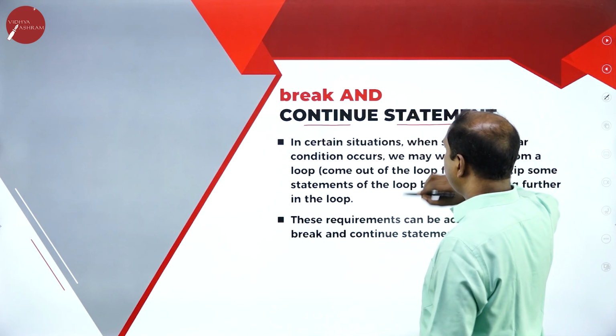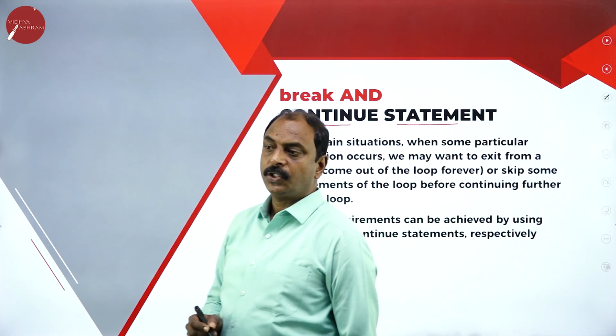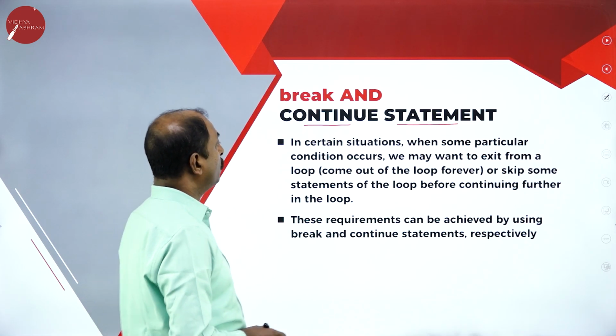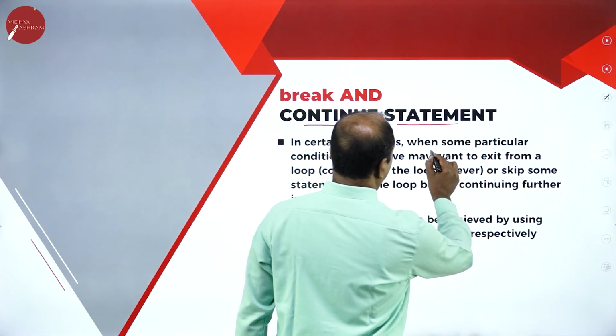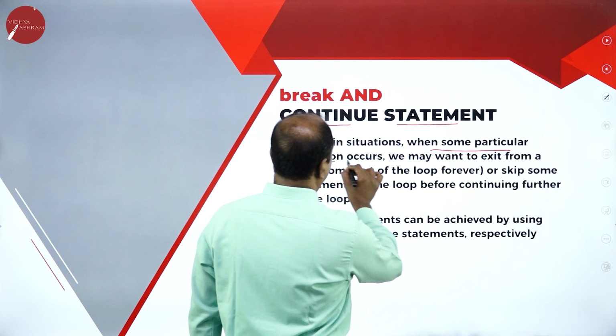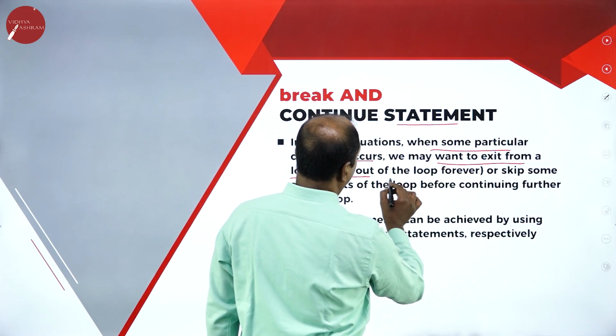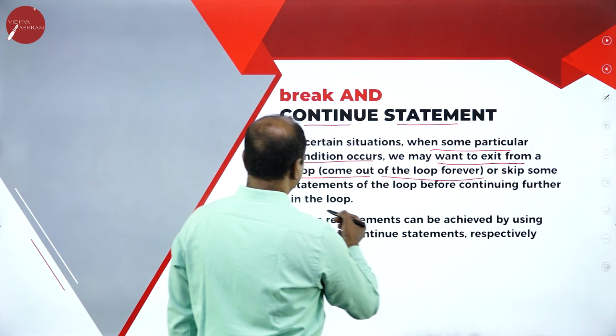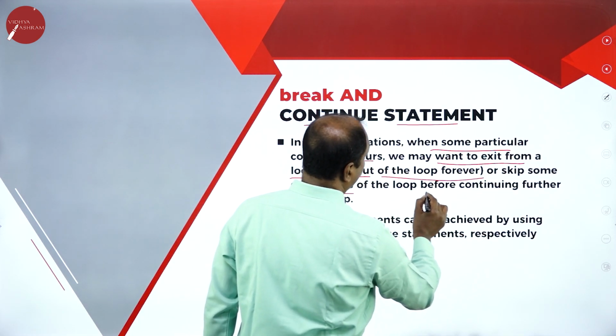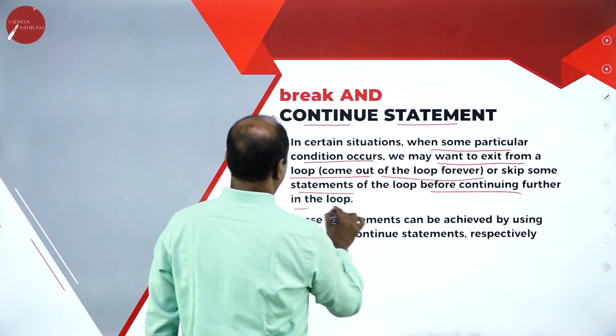These two are the statements. So now let us see the definition of break and continue statement. In certain situations, when some particular condition occurs, we may want to exit from the loop, or come out of the loop, or skip some statements of the loop before continuing further in the loop.